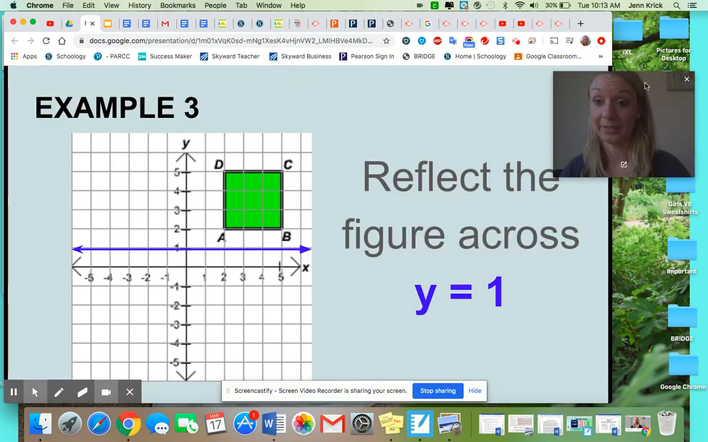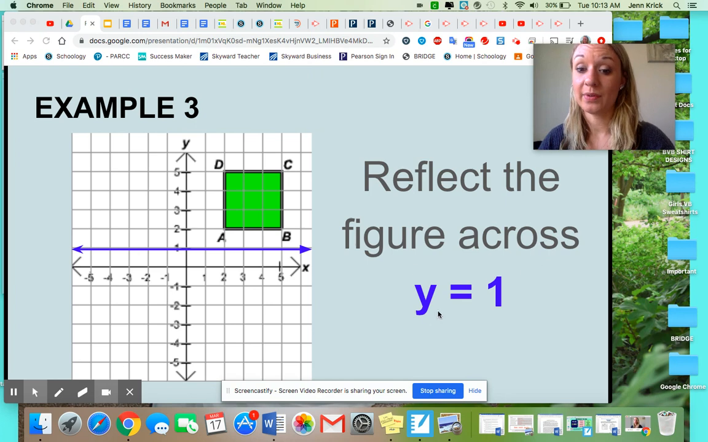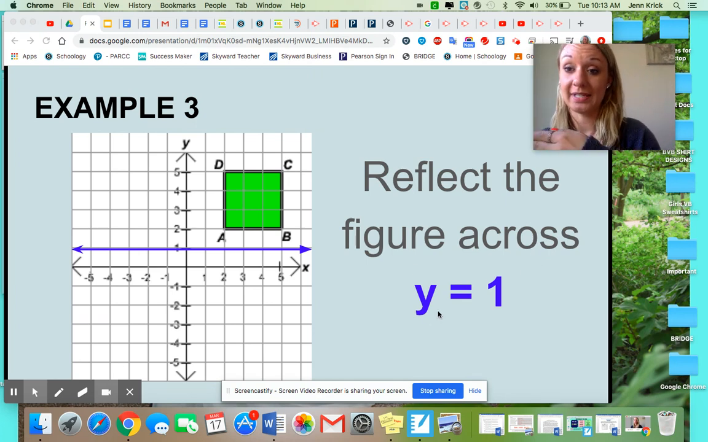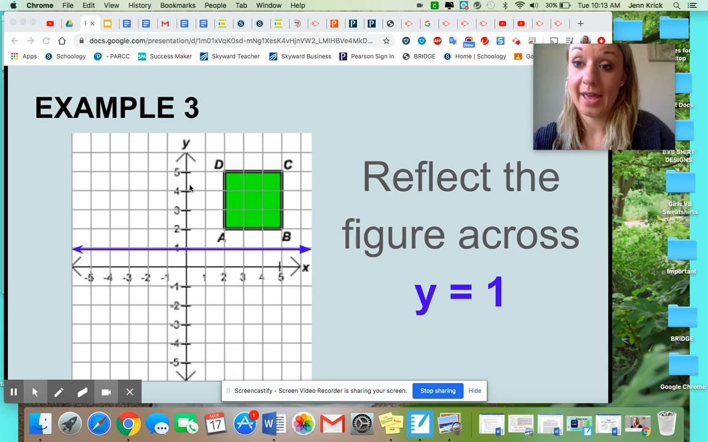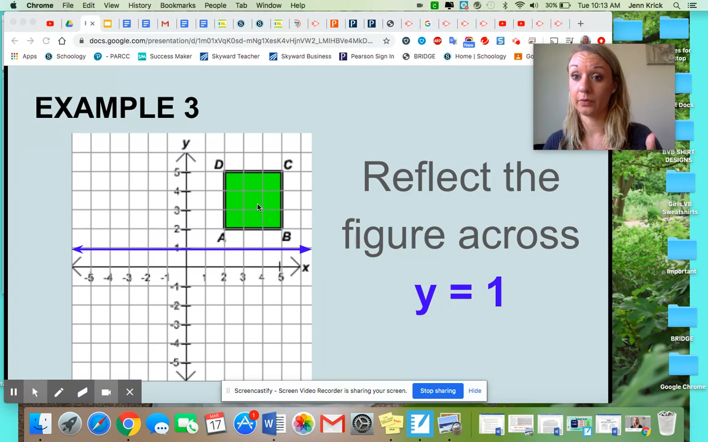Example 3, though, is a little bit different. Now it's saying that you need to reflect ABCD over the line y equals 1. So go to your y-axis, find where y equals 1, and this time you're going to drop a horizontal line. Okay, that's your new line of reflection. You want to flip your green box over the line y equals 1. And again, if you want to pause it quickly to do that, it'll be helpful for you.